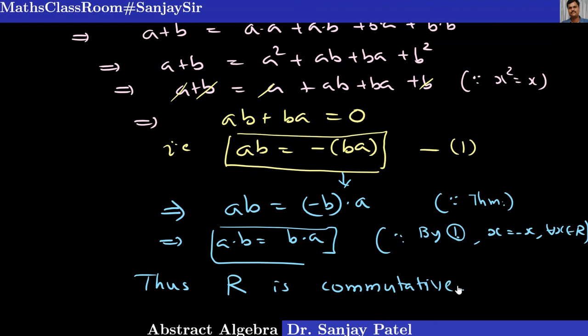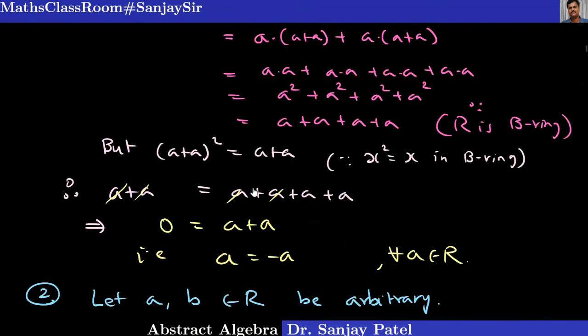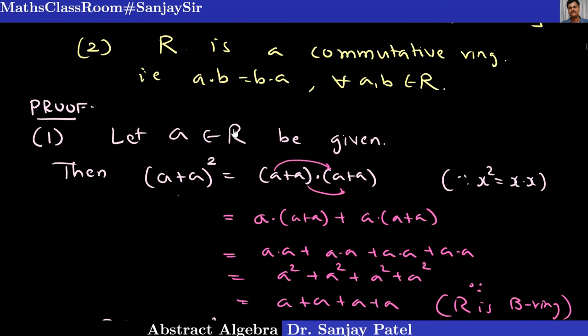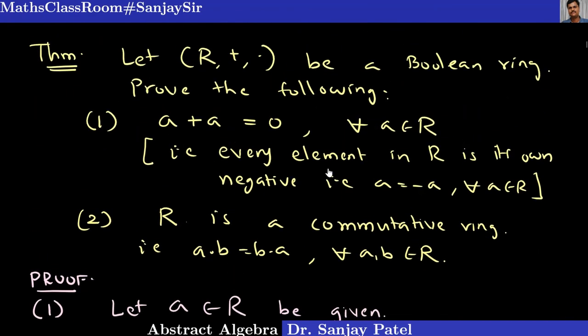And further, I can say from this first result, a plus a equal to 0. You know, a plus a equal to 0 means 2 times a equal to 0. a plus a means 2a. So I can write in a different way also. That is 2 times a equal to 0 for every a belonging to R. And you can say that the order of the element a with respect to the operation of addition is 2 in the Boolean ring. Every element is of order 2 in the Boolean ring. Its additive order is 2.